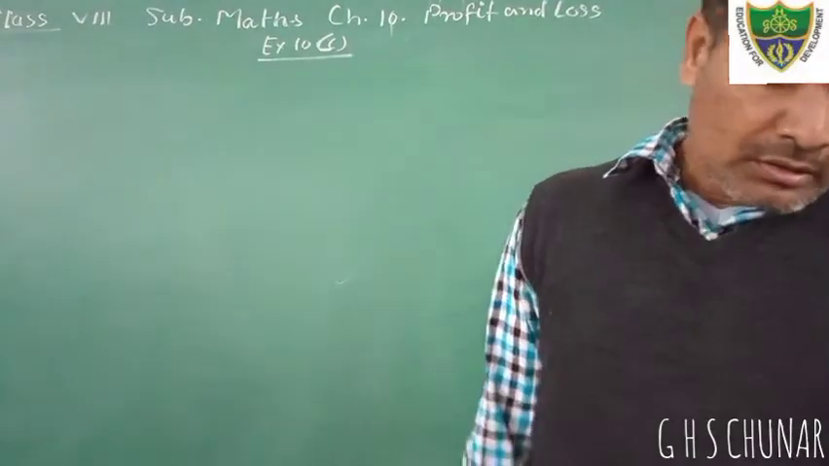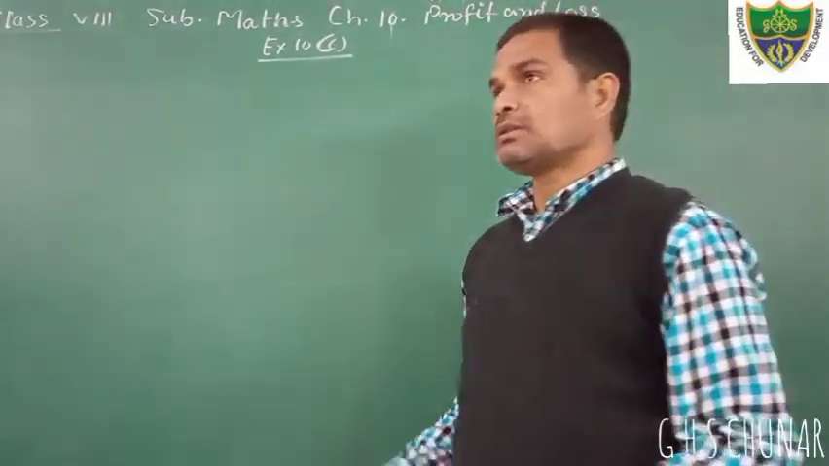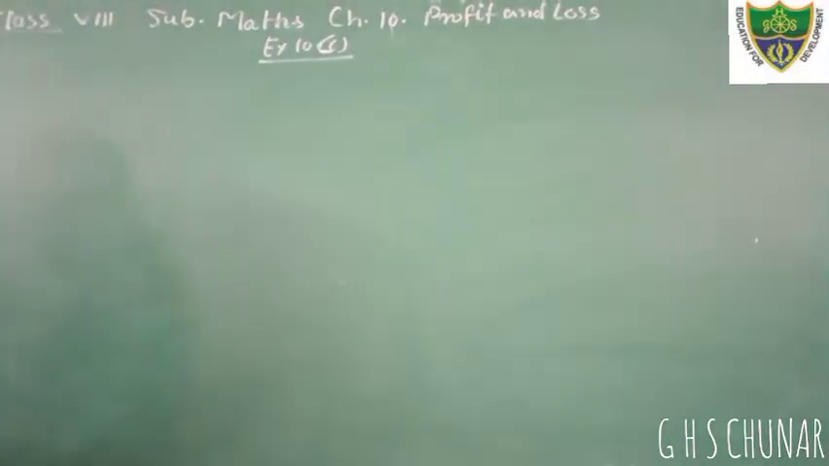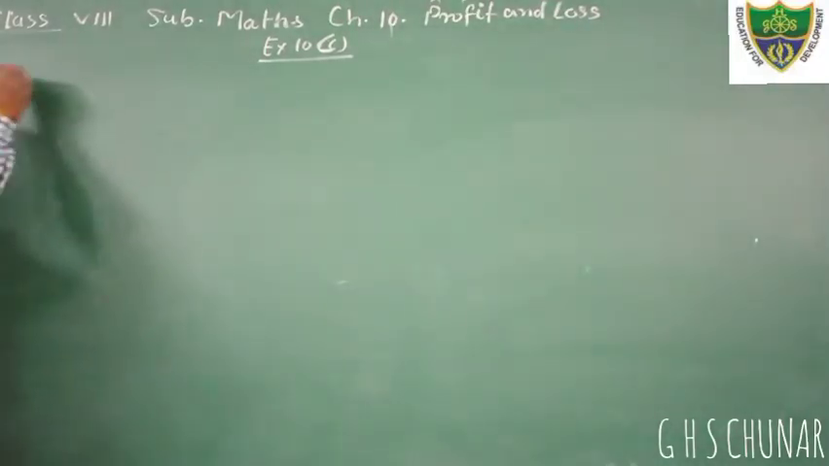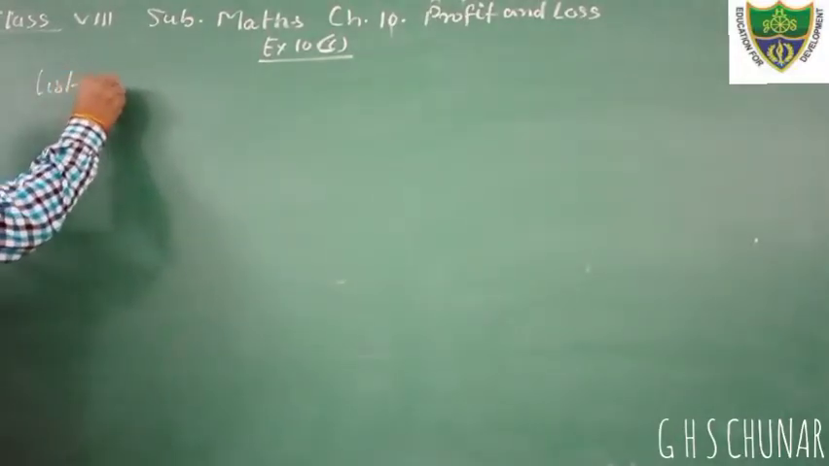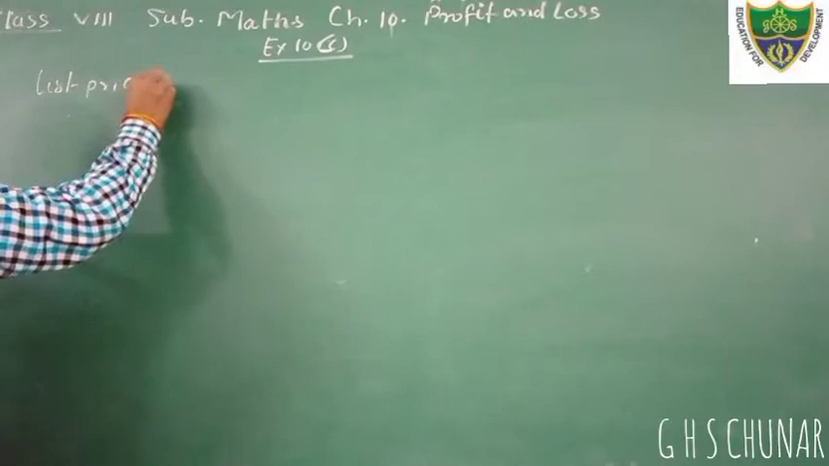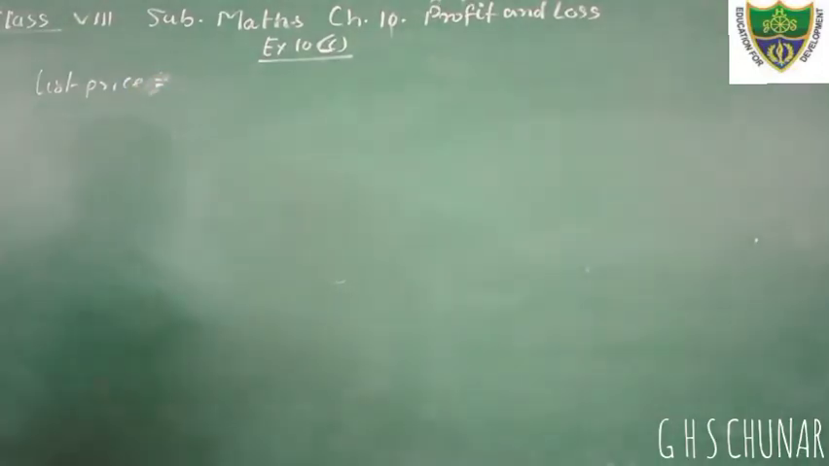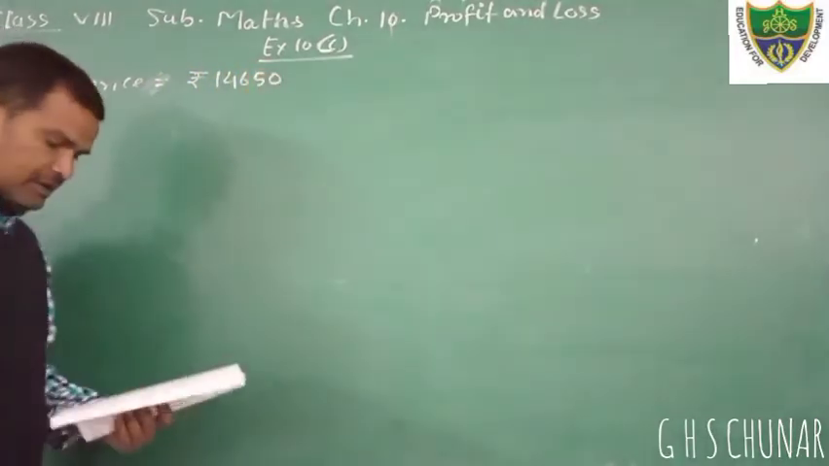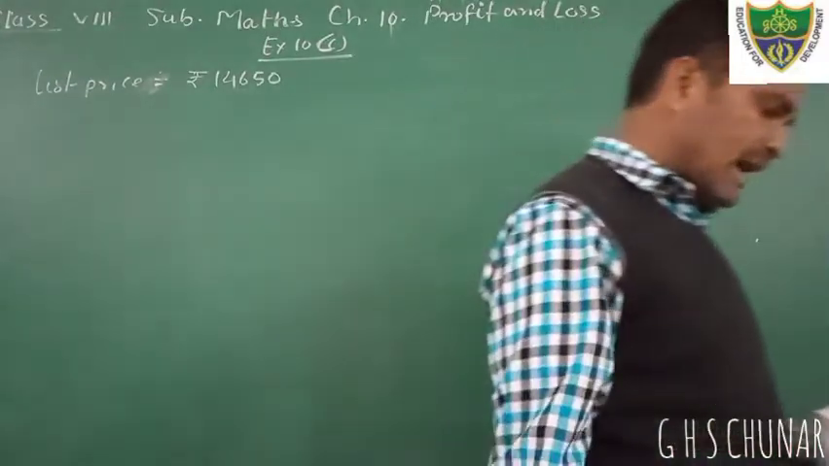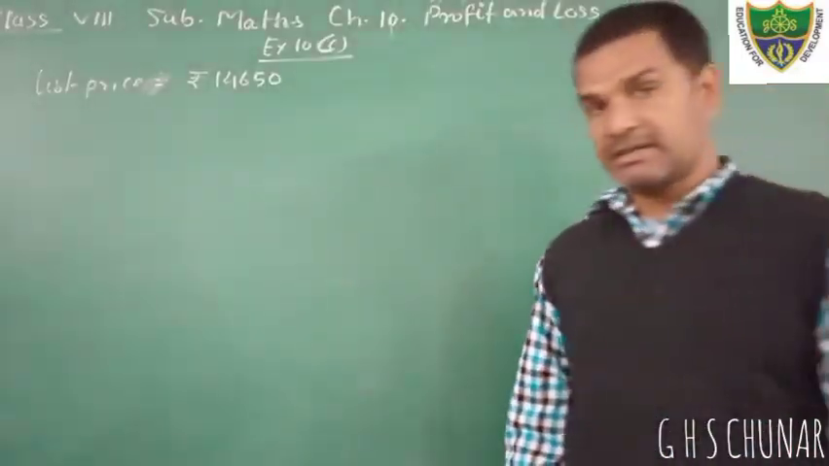So now in this class we will solve the questions related to sale tax and value added tax, which are given in exercise 10c. Let us start from exercise 10c. Question number 1: the list price of a refrigerator is rupees 14,650. If 6% is charged as a sale tax, find the cost of the refrigerator.